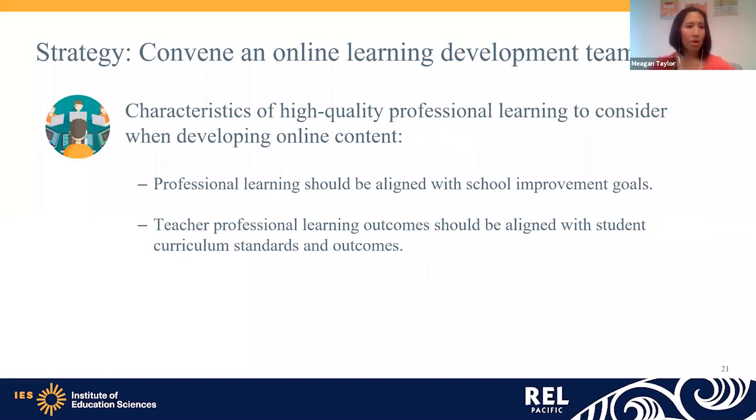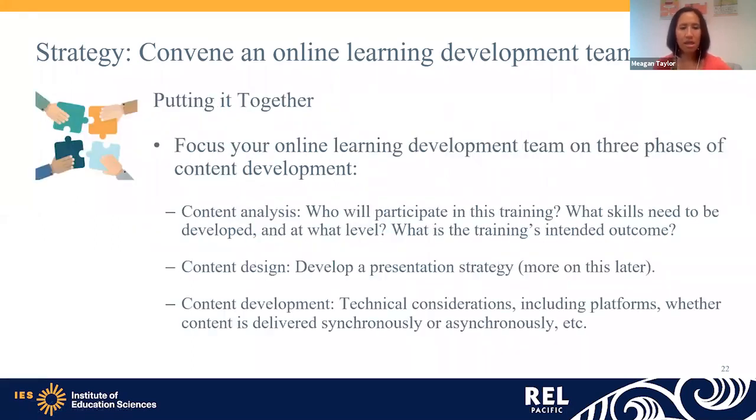When you're bringing together what we know about adult learning and what we know about the characteristics of high quality professional development, the first thing that we need to consider is to focus on the online learning, to focus your team on these three phases of content development. So your team should be considering the people who will be participating and the skills that need to be developed. Those are very, very important. So your team needs to sit down and have that conversation.